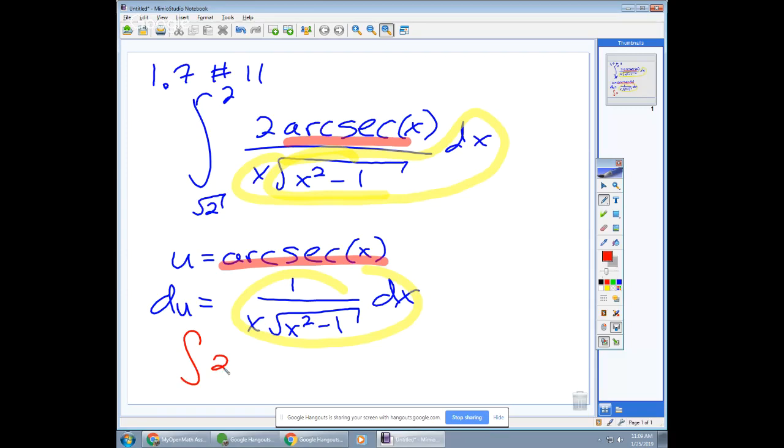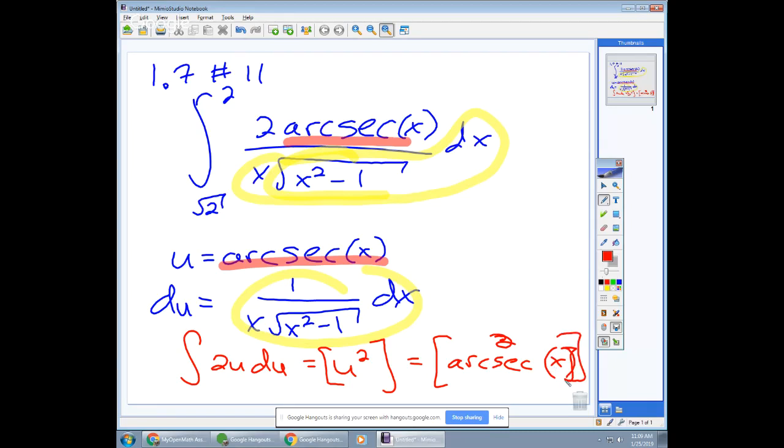From just 2u du. The antiderivative of that would be u squared. This has boundaries, so I need to rewrite it or convert the boundaries. I'm going to rewrite it and then plug in. So that means I have the arc secant squared of x from square root of 2 to 2. So now I have to figure out what that gives us. Remember, we always plug in the top boundary first, subtract, plug in the bottom boundary.